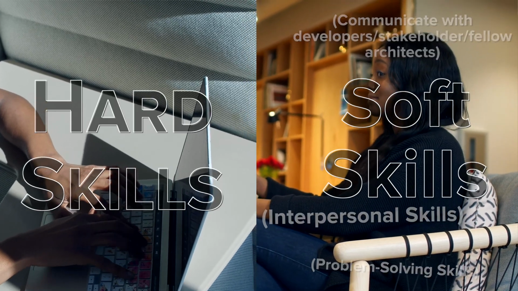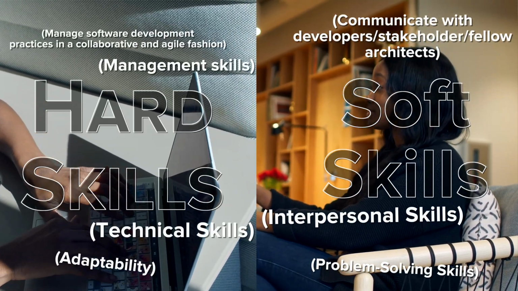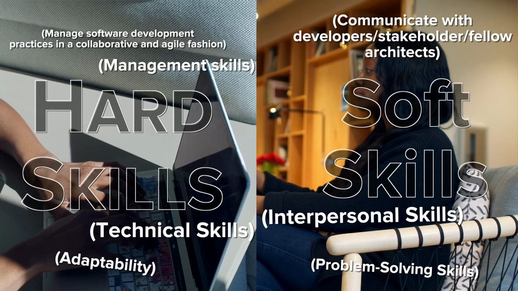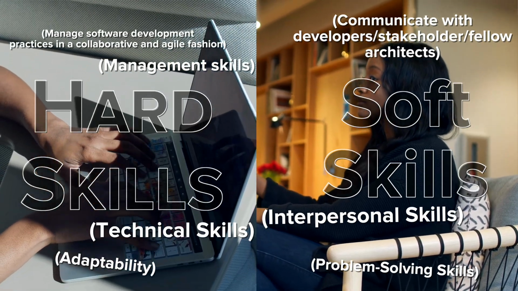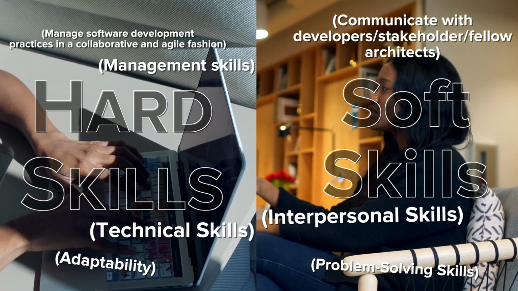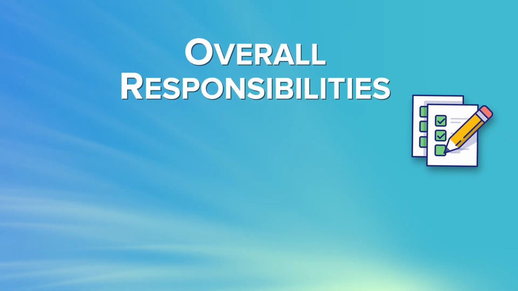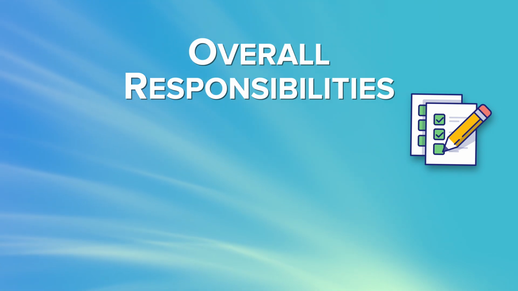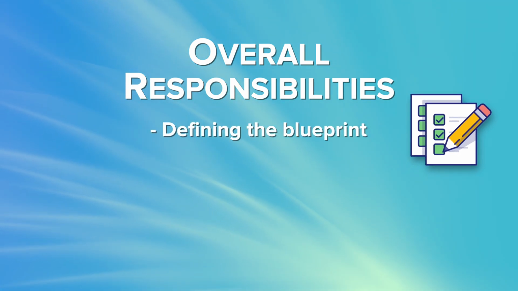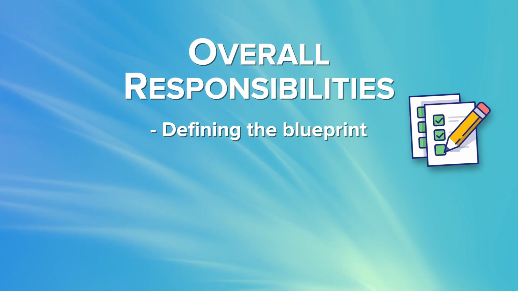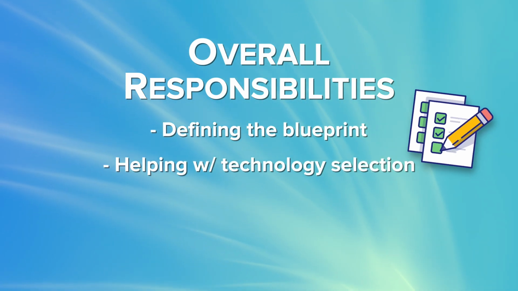You need to be able to communicate with developers, communicate with stakeholders, communicate with fellow architects. You are just one piece in a very large scheme of things, and as an architect, you need to be able to navigate those waters. So a few overall responsibilities of an architect: you're going to be defining the blueprint. You're going to be helping with the technology selection, and you have to be wary of hype.